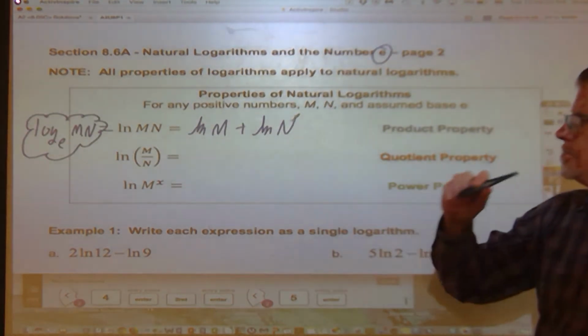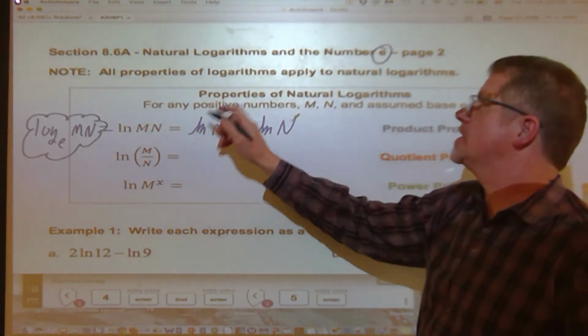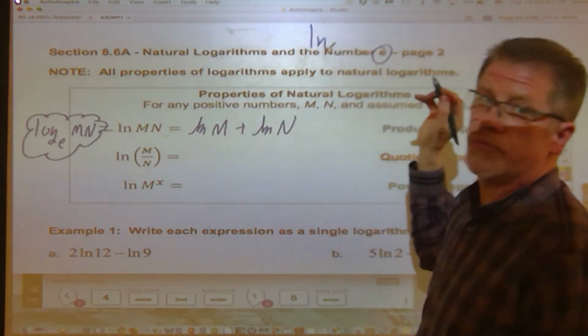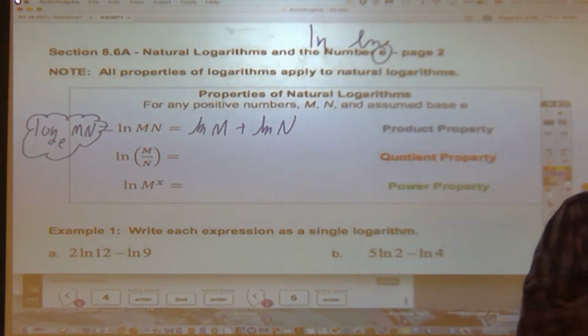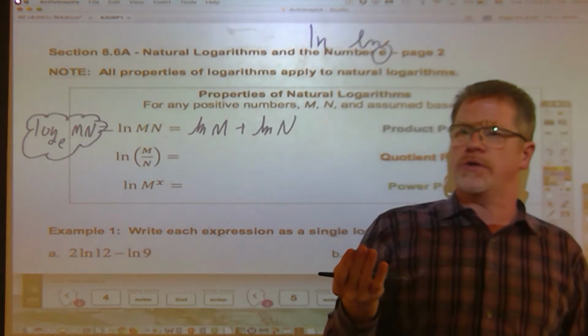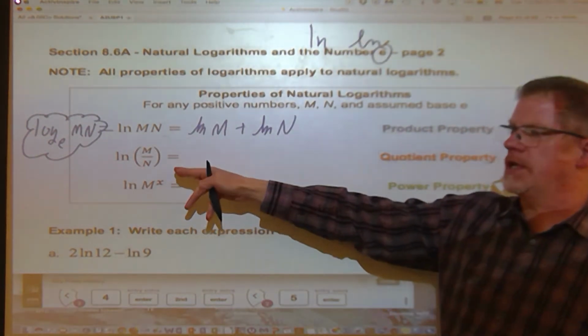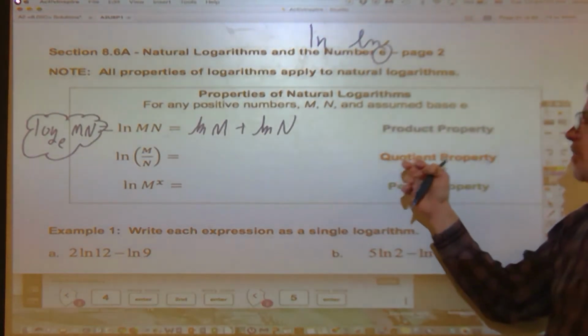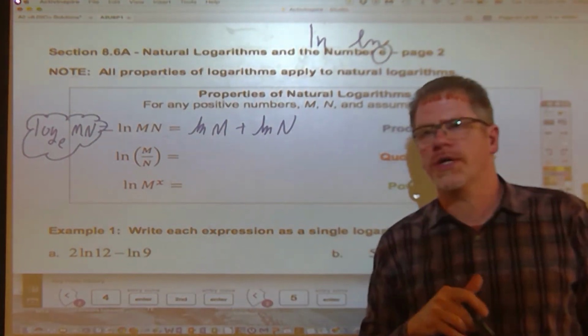Wait, is that ln or? That's an ln. ln is cursive. You can write ln in printing or in cursive. I typically write ln in cursive, but you can also express yourself in printing. Try the second one on your own. See if you can express the quotient property using natural logs. Write down what you think it is.